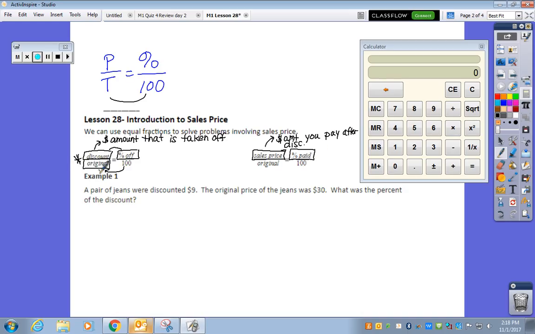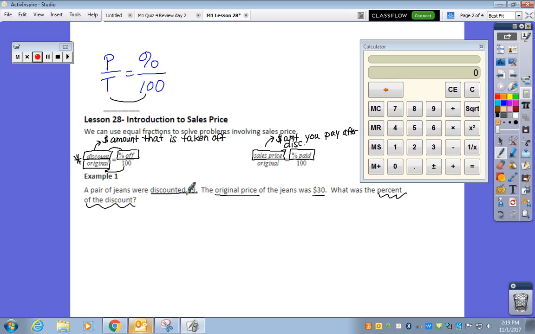So if we look at example 1, it says a pair of jeans were discounted $9. The original price of the jeans was $30. So that's my original price. It's asking what was the percent of the discount. Okay, so just like we had previously, we want to make sure that we have the numbers we need to answer the question. So in this case, we're given the dollar amount that it's discounted, which is our discount. And we're given the original price of the jeans, and we're looking to find the percent of the discount.